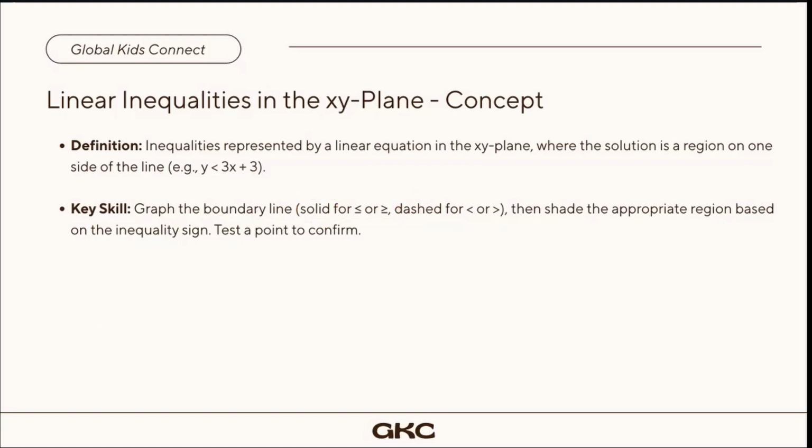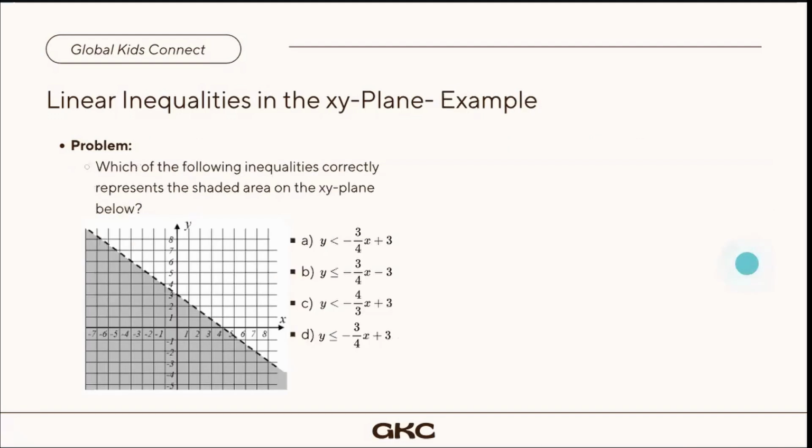It'll be easier to understand when we take a look at an example question. Our first example question is: which of the following inequalities correctly represents the shaded area on the XY plane below? Like we talked about within our concept, the first thing that stands out to us is that there is a dashed line for our linear line.